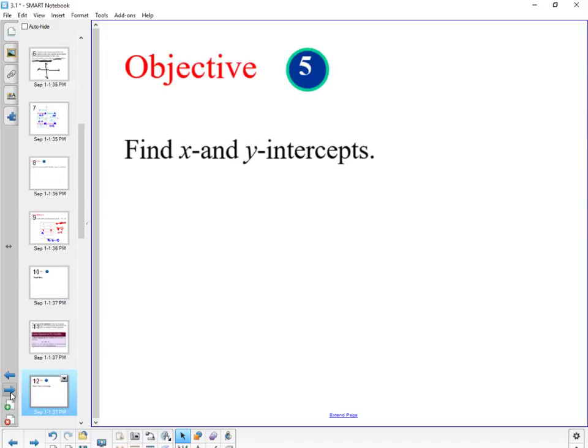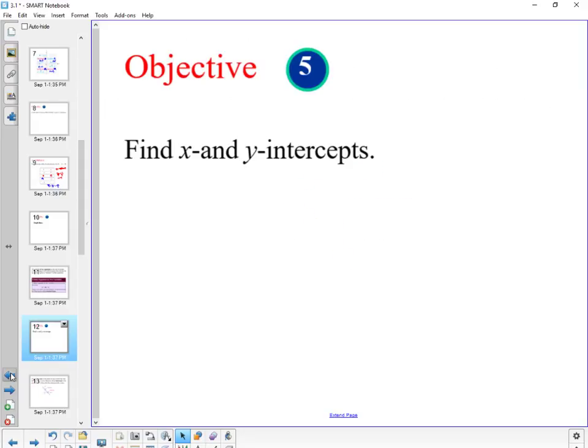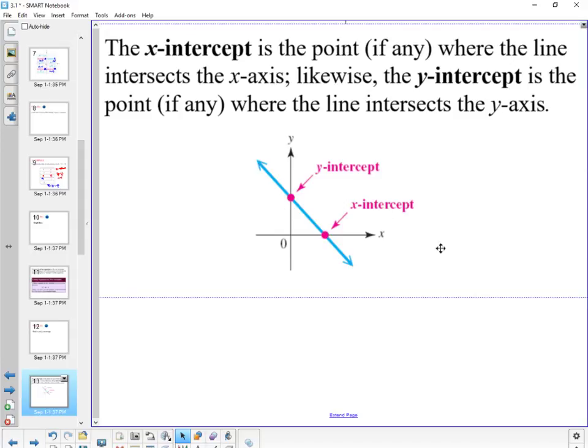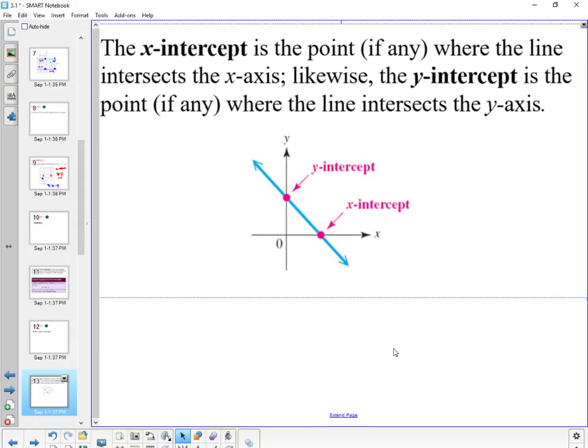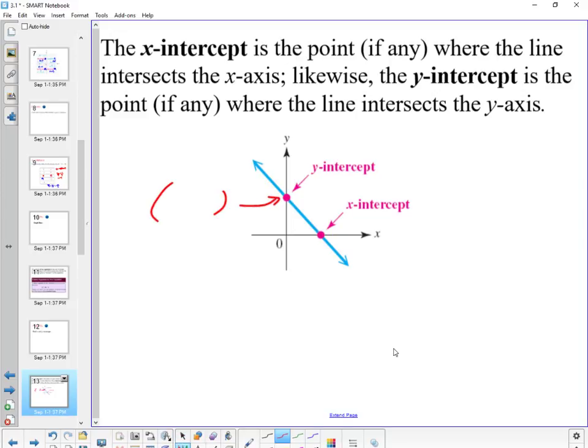Cool. Finding x and y intercepts. X and y intercepts are actually a pretty simple thing. If you think about this point here, can someone give me a reasonable coordinate here? 0, 3 sounds good. Okay, but that will always happen. You will always get a 0 for the x position because you don't move left to right. So whenever you see a 0 on the x position of a coordinate or even on a table, you should be able to identify that as the y-intercept.